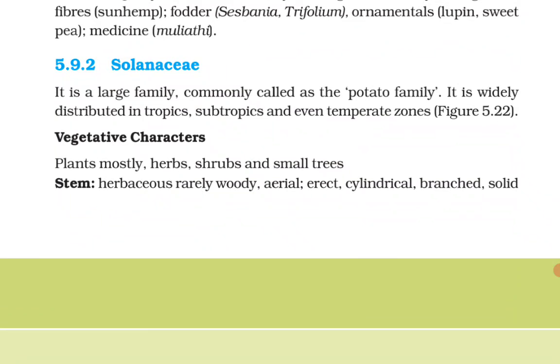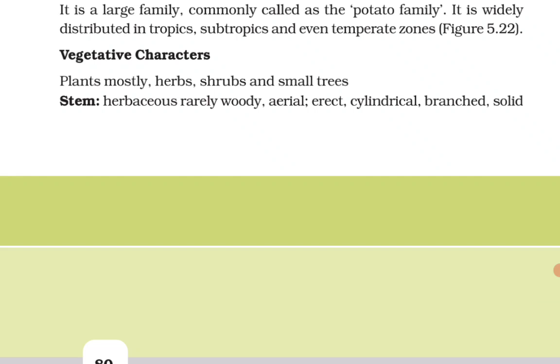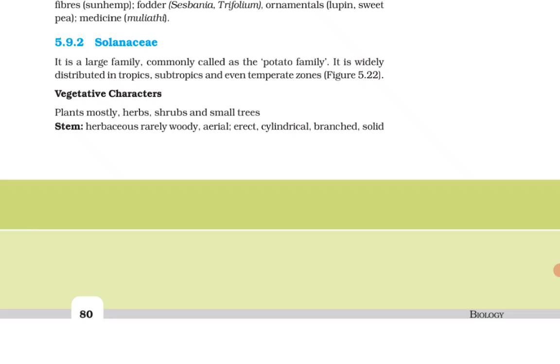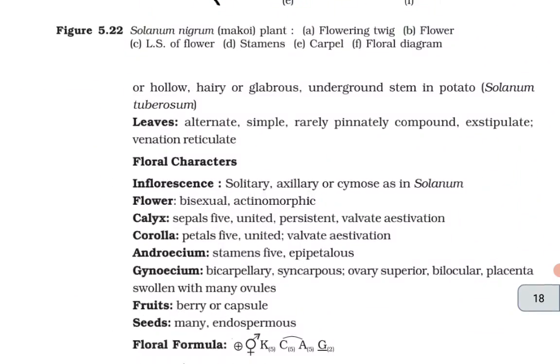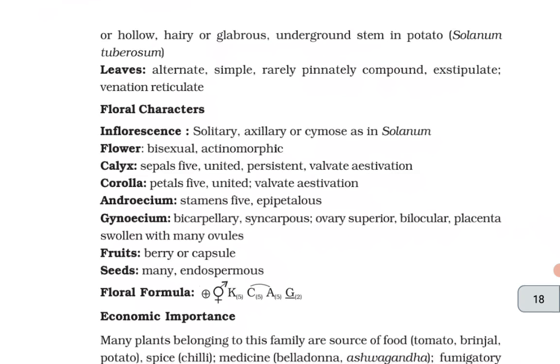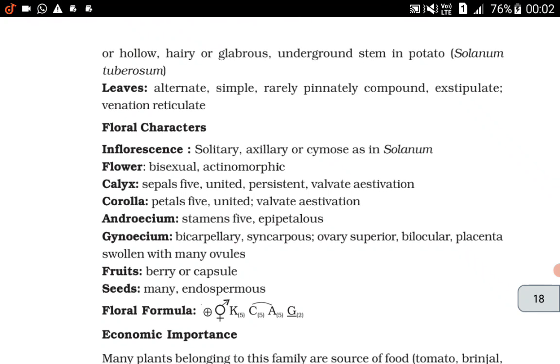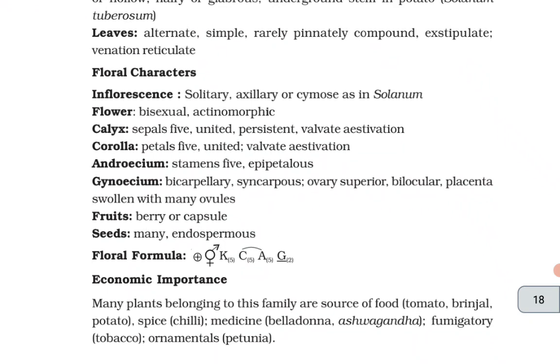It is widely distributed in tropics, subtropics and even temperate zones. Vegetative characters: plants mostly herbs, shrubs and small trees. Stem: herbaceous, rarely woody, aerial, erect, cylindrical, branched, solid or hollow, hairy or glabrous. Underground stem in potato, Solanum tuberosum. Leaves: alternate, simple, rarely pinnately compound, exstipulate, venation reticulate. Floral characters: inflorescence solitary, axillary or cymose, as in Solanum.